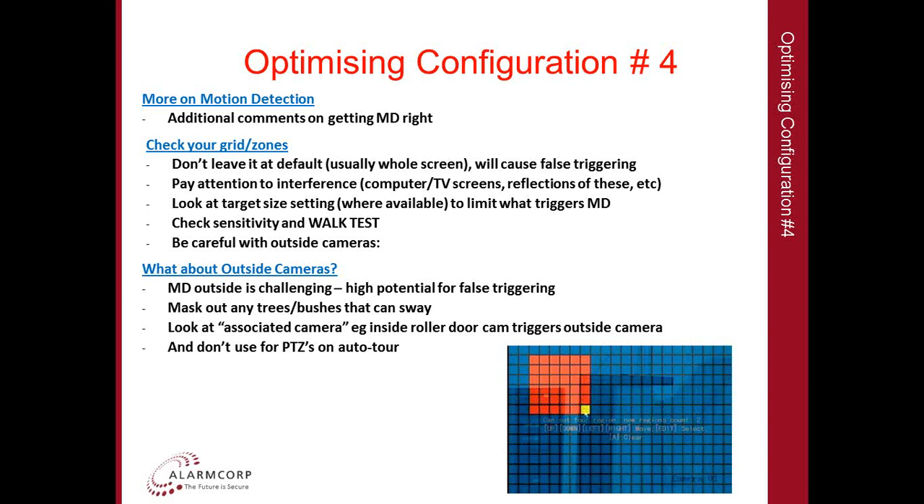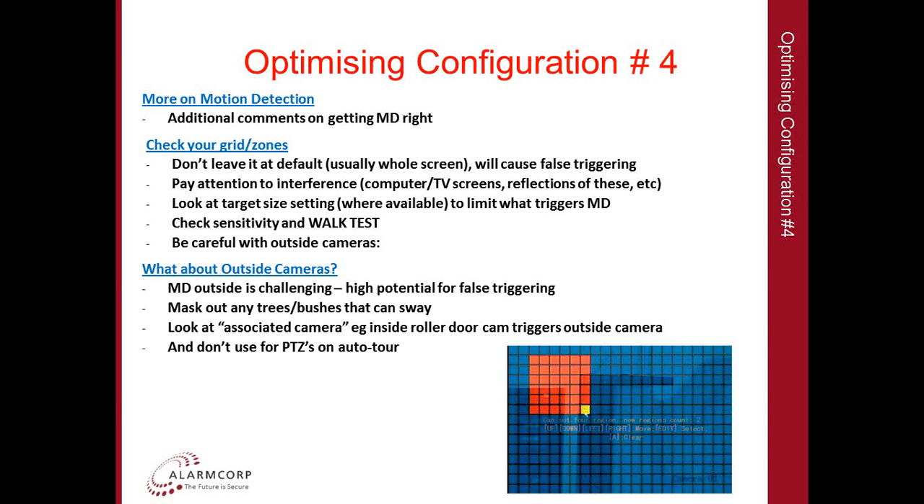For example, let's say you want to record a delivery to a roller door, and you have an inside camera and an outside camera. But you're worried that because of your camera angle outside, it will always false trigger on the trees in the background. So what you can do is set up your motion detection only on the inside camera, and make the outside camera an associated camera.